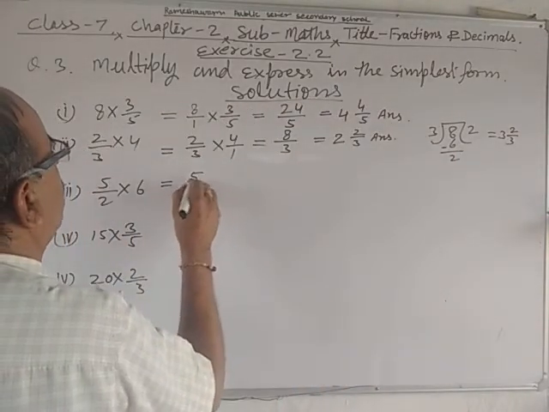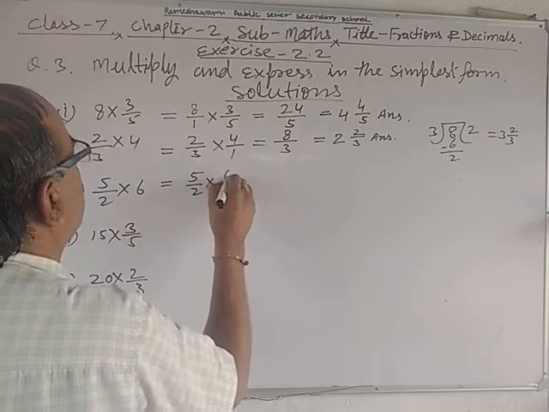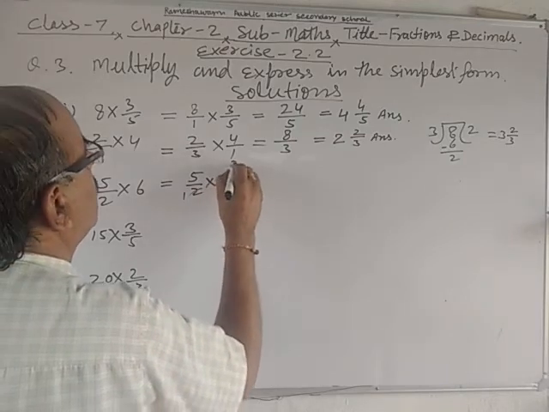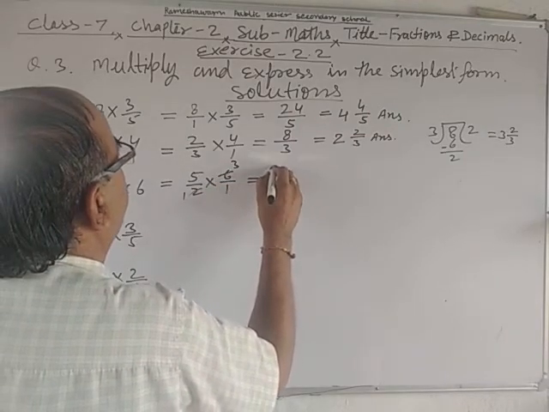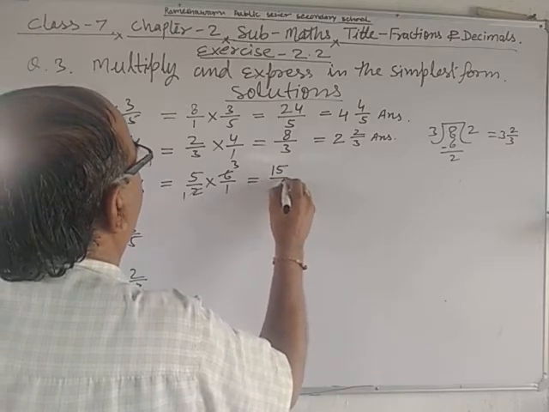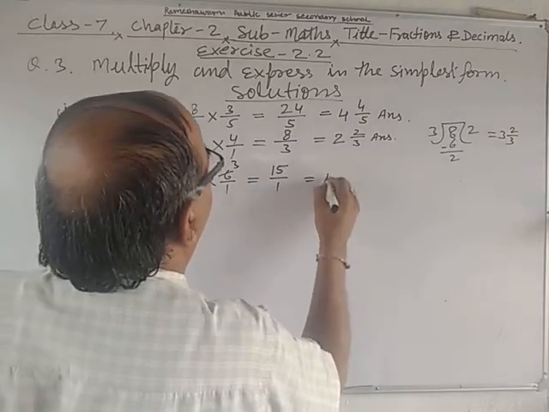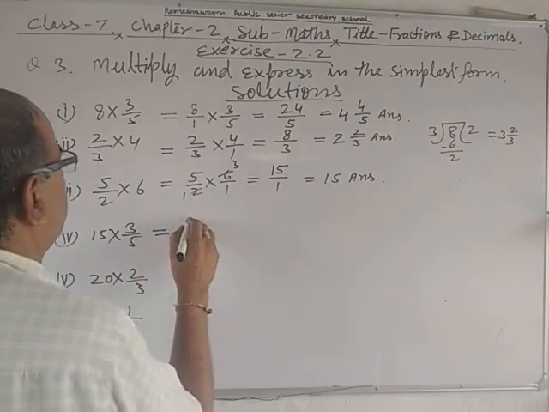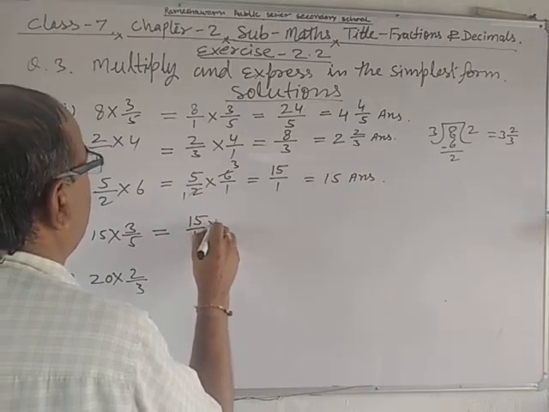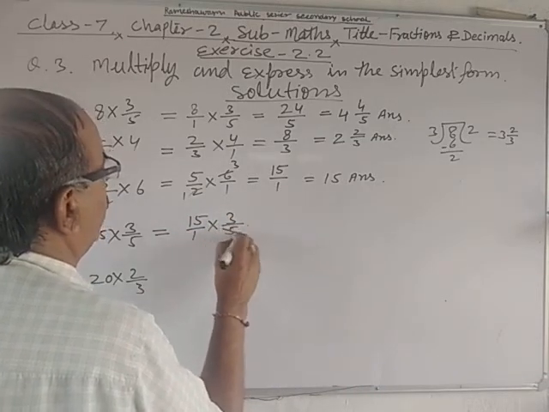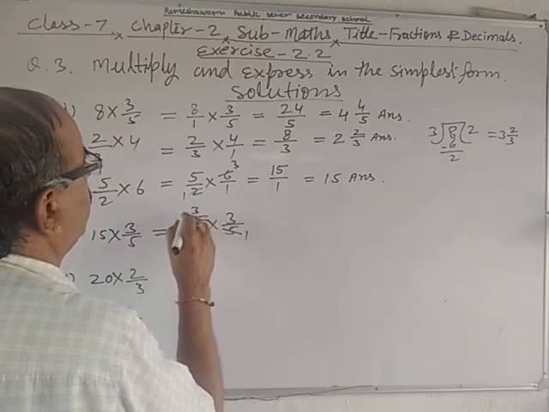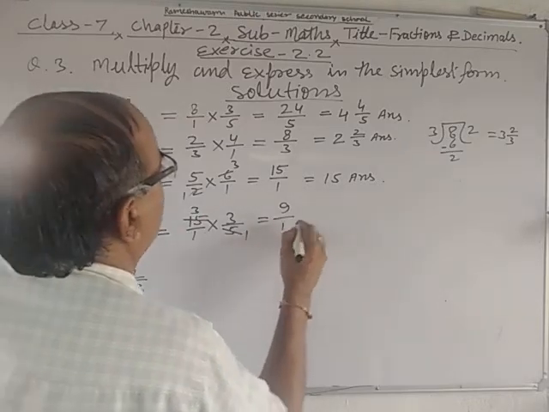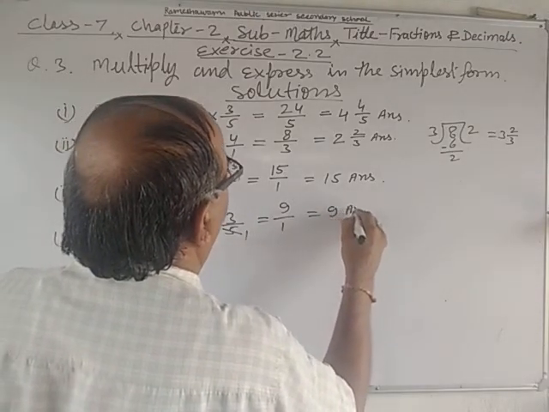Next, 5 upon 2 into 6 upon 1. It means 2 ones are 2, 2 threes are 6. 5 threes are 15 upon 1, 1 one is 1, equal to 15. Answer. And next, 15 upon 1 into 3 upon 5. 5 ones are 5, 5 threes are 15, 3 threes are 9 upon 1 one is 1, equal to 9. Answer.